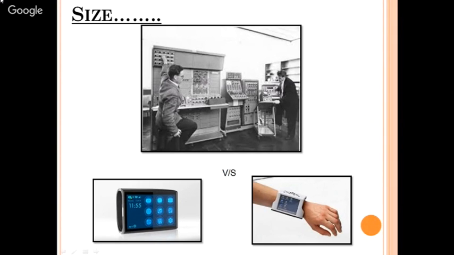The size has been changed. The working has been increased. The processing has been enhanced, but the size has been reduced, decreased too much. This is the change in size over the last 20 or 25 years.